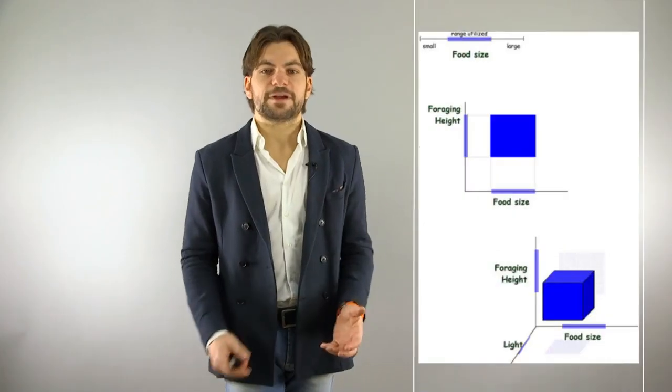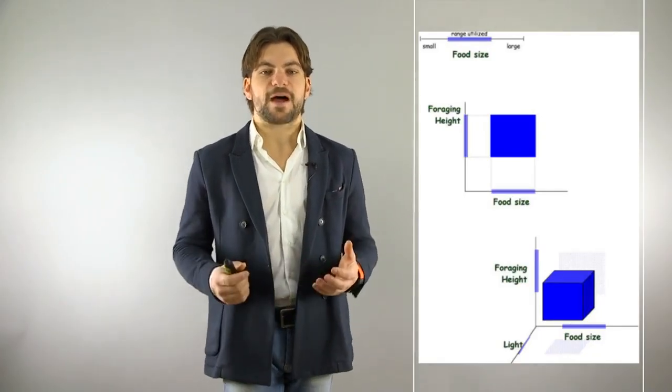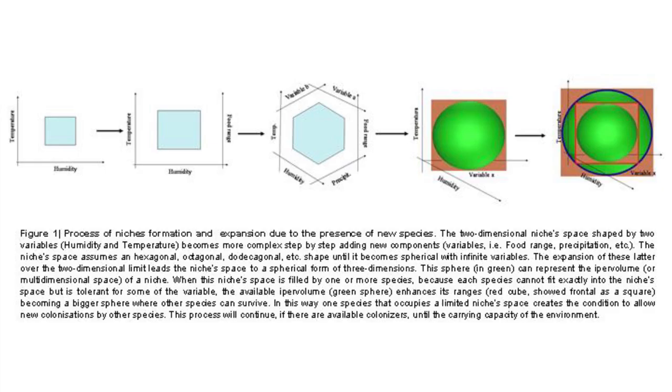A set of n variables that represent biologically important independent axes are identified, and the hypervolume is defined by a set of points within this n-dimensional space that reflects suitable values of the variables, such as temperature or food size.